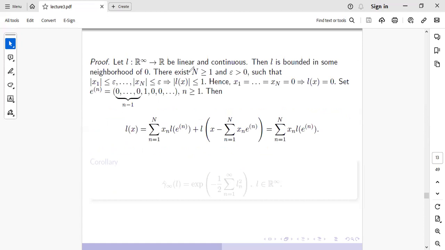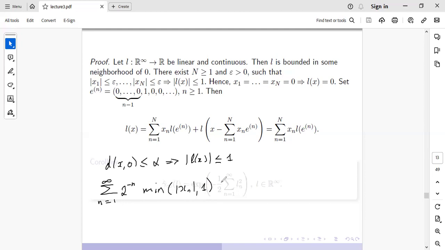All right. Assume that we have a linear and continuous functional L. Since it is continuous, then L is bounded in some neighborhood of 0. Let's say when the distance from x to 0 is less than some alpha, then L is bounded by 1. The distance from x to 0 is the sum of 2 to the power minus n times the minimum of xn and 1.